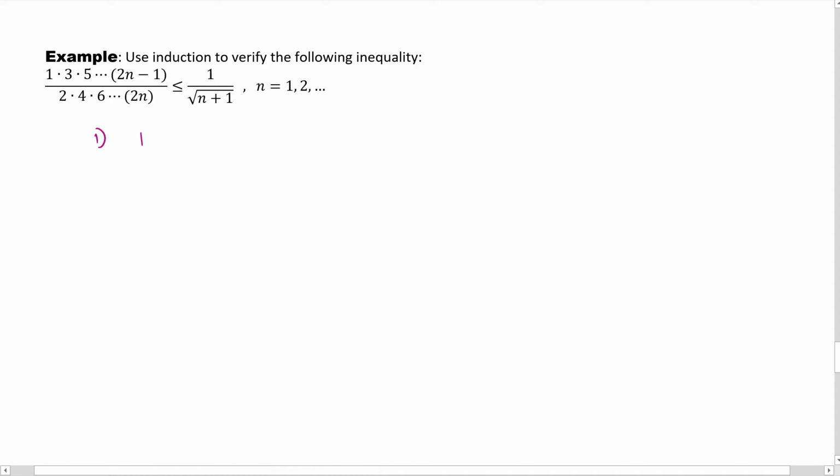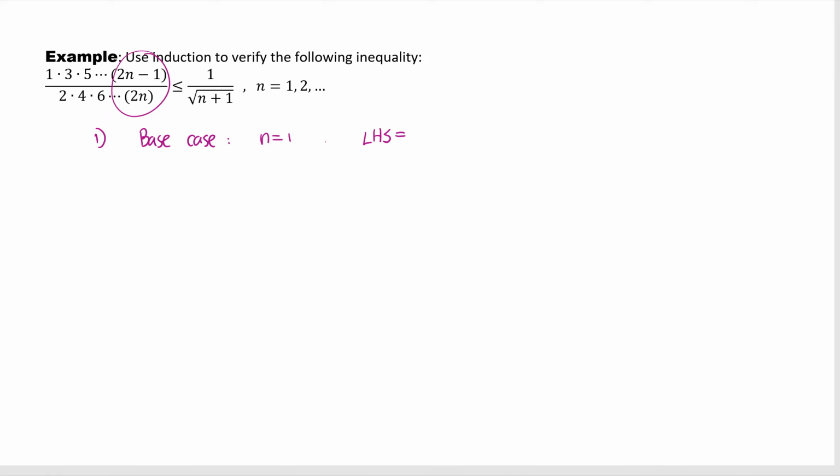So first, we have the base case. Well, for the base case, you can see n equals 1. So with n equals 1, what's the left-hand side? Well, the left-hand side equals my formula, 2n minus 1. 2 minus 1 is 1. The numerator is 1, and then 2n is 2. So the left-hand side is 1/2, right?